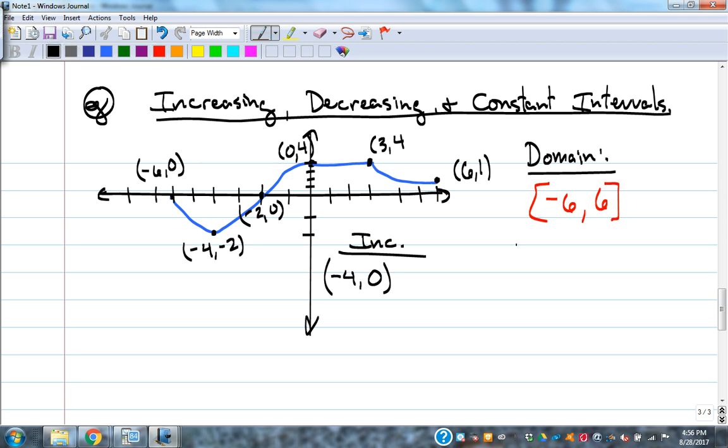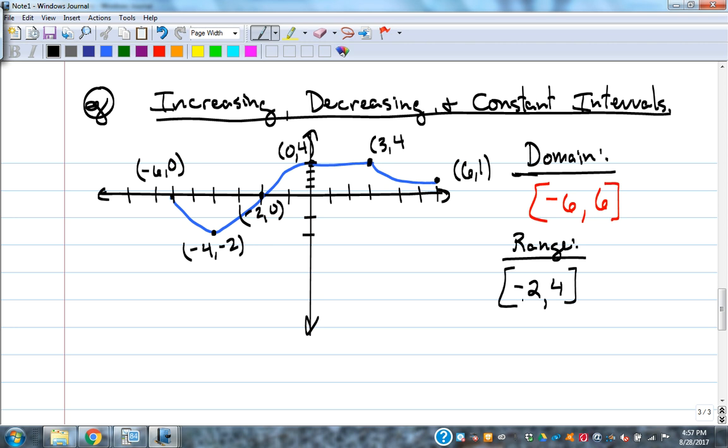We can go ahead and state the range. Range is always something that's good to know. What's the lowest y value? -2, and then that shouldn't be there. That's giving you an answer. The highest y value, 4. So there's our range.